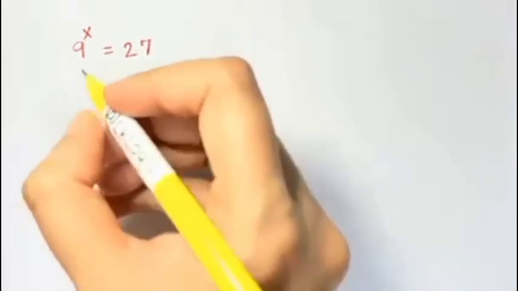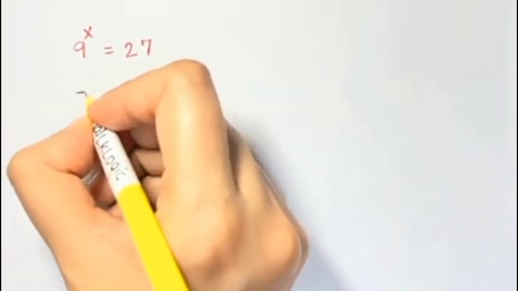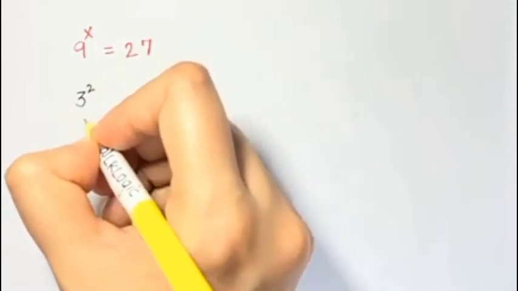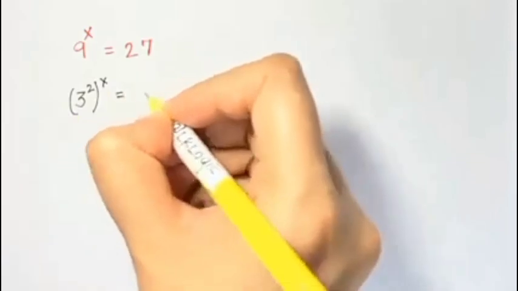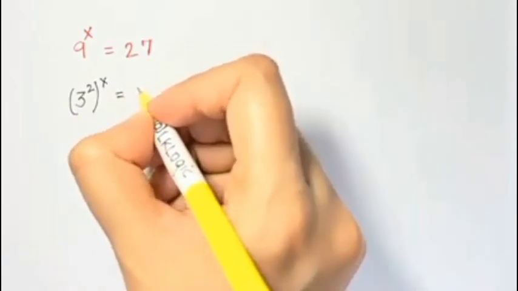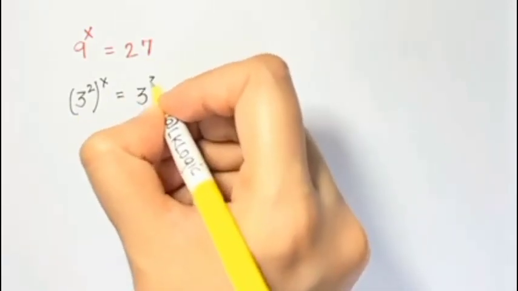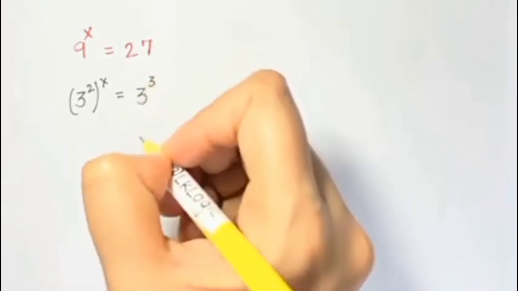So here what we can do is, 9, as we know, can be written as 3 square, and you already have the power of x. Let's put it back, which is equal to 27, and 27 can be written as 3 cube. 3 times 3 times 3 is 27.